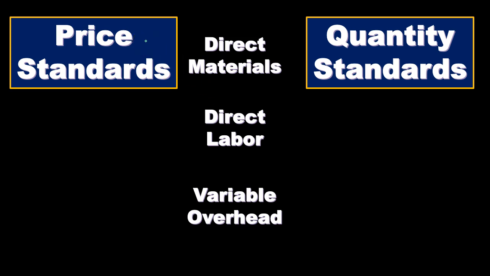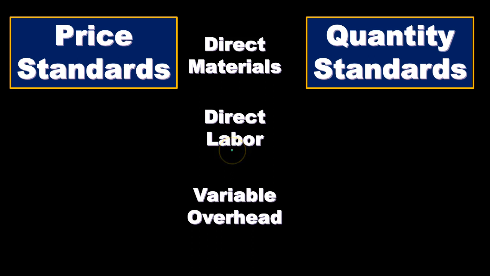In other words, is it the price of the materials that caused the difference, and or is it the quantity of the materials that were used? Did we use too many or too few materials? So the direct materials will then be broken down into the component parts of the standard costs: price standards, what's the standard price for the material, and then quantity standards, how much does it typically take of a material to make a unit?